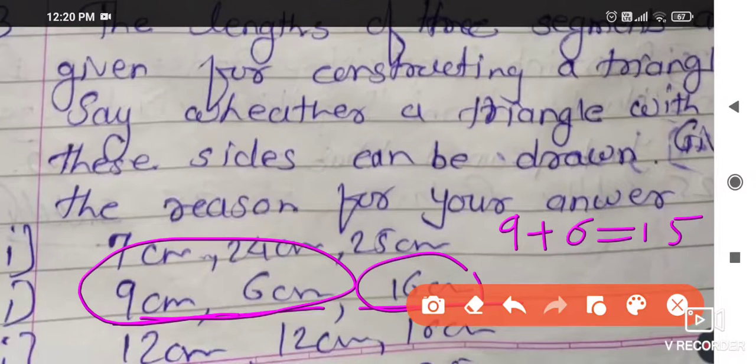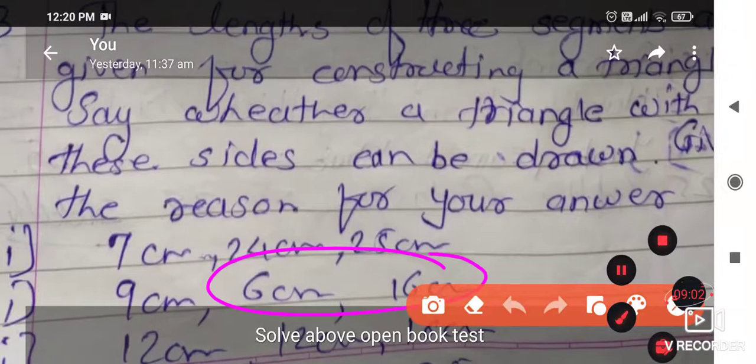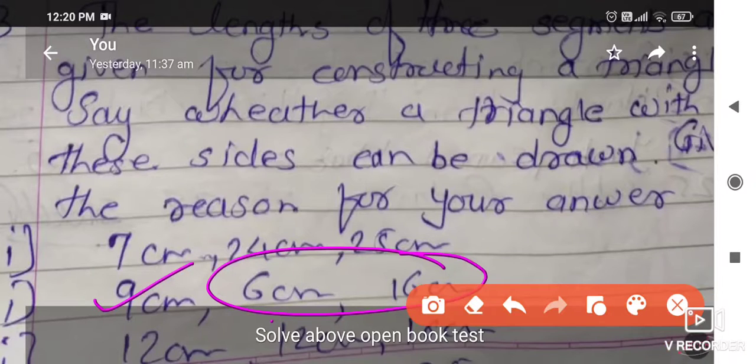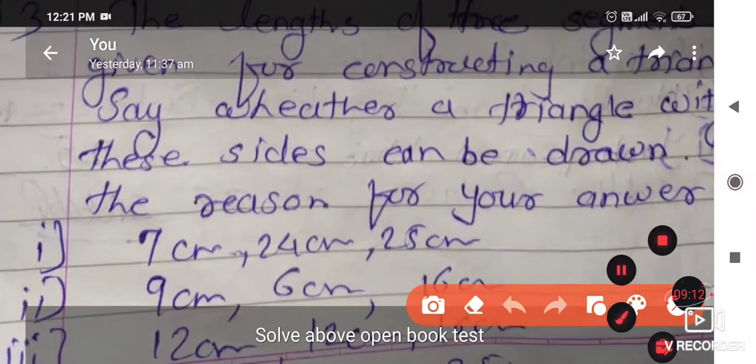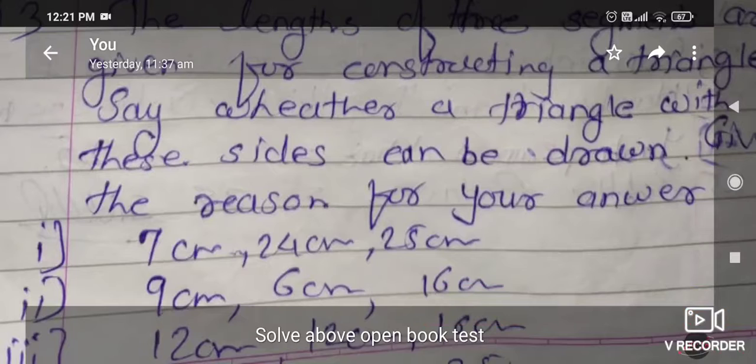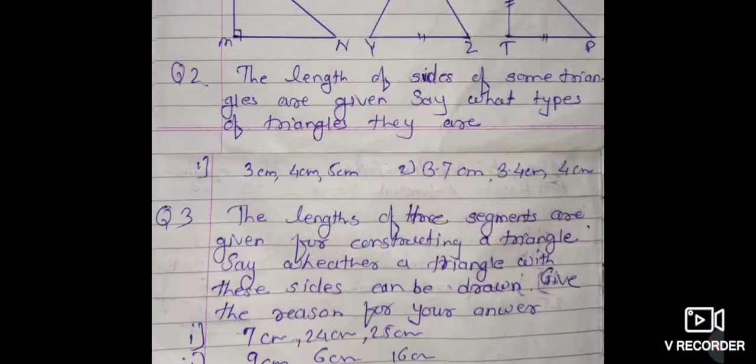Others also we will check. Then if you do the addition of 6 plus 16, it is 22 and it is greater than 9, so we can construct the triangle. And then lastly we have to do the addition of 16 and 9, it is also greater than 6 centimeters, so we can construct the triangle of the given measures, and the measures are 9, 6 and 16. So we can draw the triangle of the measures 9 centimeter, 6 centimeter and 16 centimeter.